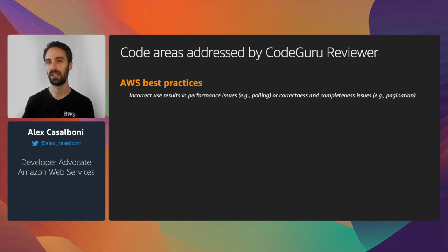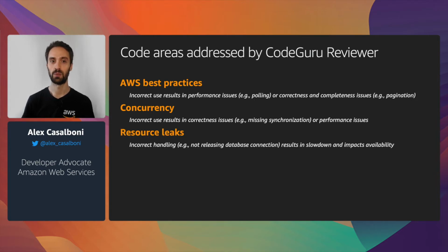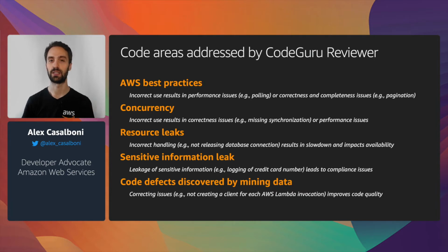How can it help you, and how is it different from a static code analyzer, for example? Well, first of all, it helps you with AWS best practices. It's been optimized, and that's why it's a smart service, to deal with the way you use AWS services. For example, how you deal with polling or pagination, or things that are easy to miss. Second, it helps you with concurrency. Imagine that you have synchronization issues or performance issues due to concurrency in your code, like multi-threading and things like that. It can help you a lot. And then resource leaks, sensitive information, and code defects based on mining data.